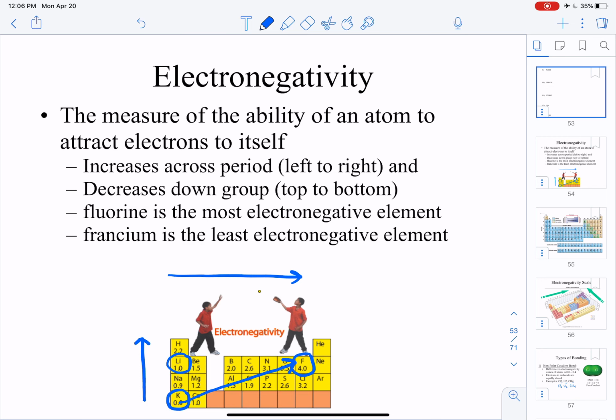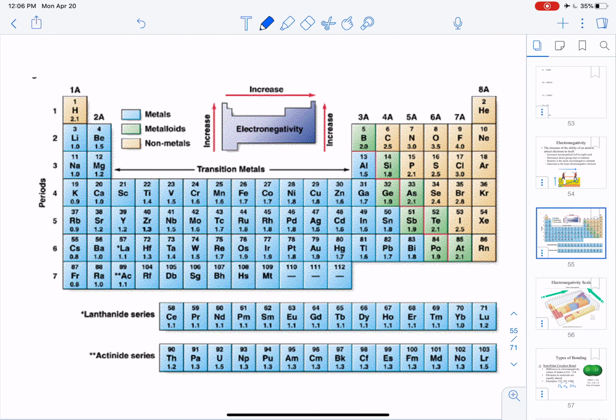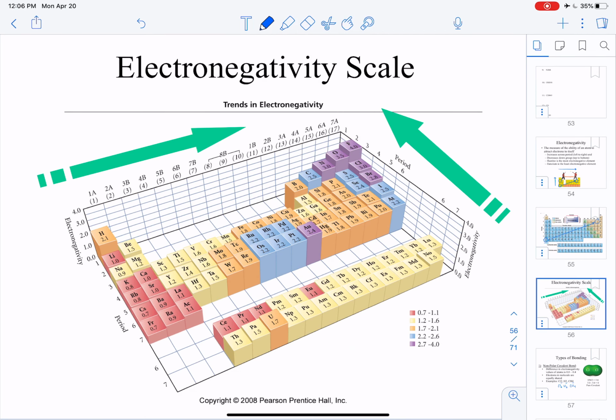Now if we take a look at the entire periodic table, we can see francium of 0.8 and fluorine of 4.0, and it increases diagonally up. Now on this slide, we can see that francium is 0.8. And if we take a look at the next slide, which shows us exactly the same thing, just in a 3D format, we can see that francium is 0.7.